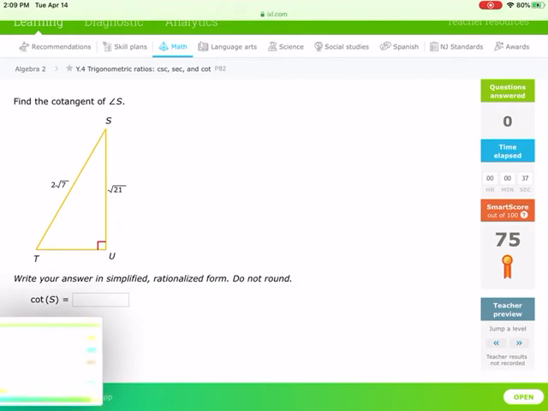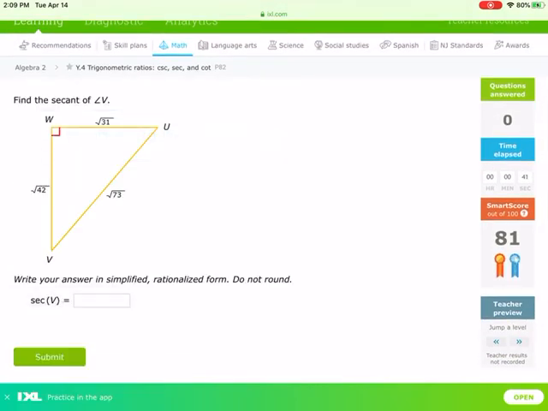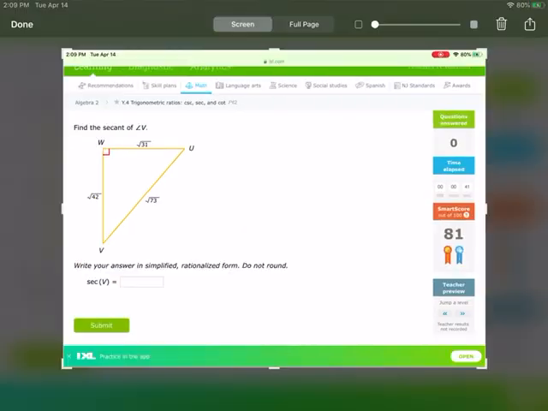All right, we'll do another one. See if we can get above an 80. Ah, above an 80 here. All right. Cool. All right, so I got all those screenshotted.